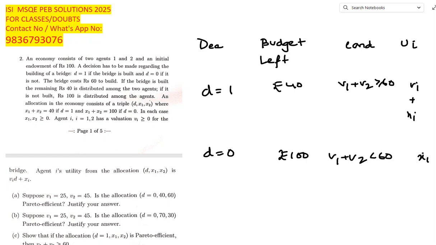Now the first question: suppose V1 is 25 and V2 is 45, and the allocation is given. Is the allocation Pareto efficient? We have to justify the answer. So first we compute the utility under the given allocation.